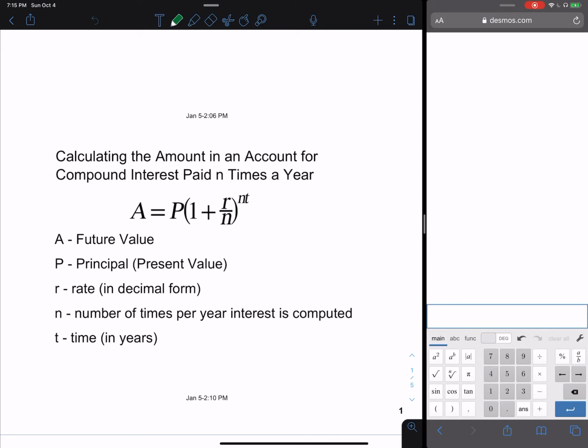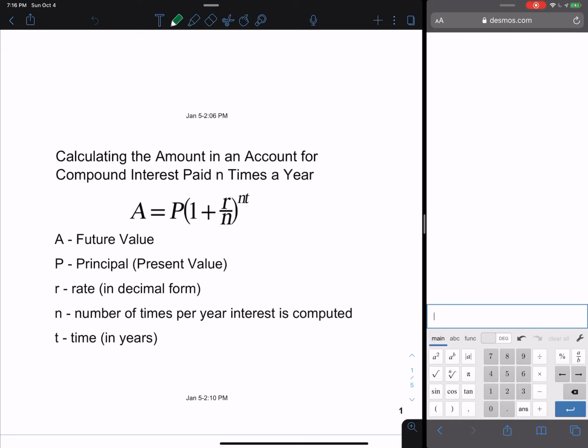So if we're calculating the amount in an account for compound interest paid n times a year, we use the formula A equals P times the quantity 1 plus R over N raised to the power of N times T. So we've seen most of these variables before. A still stands for future value, P still stands for principal or present value, R still stands for the rate in decimal form, and T still stands for the time in years.